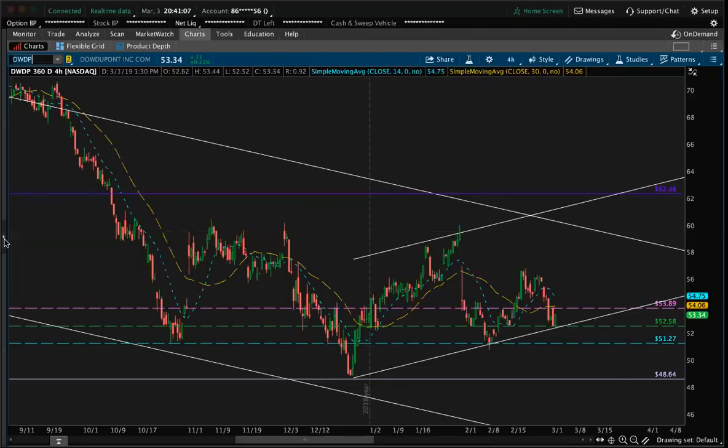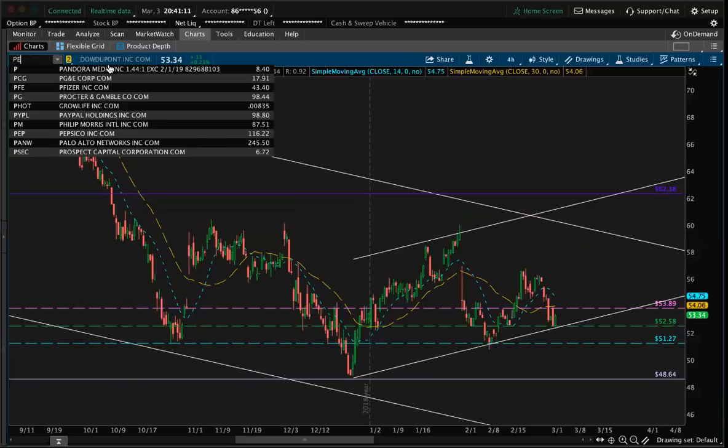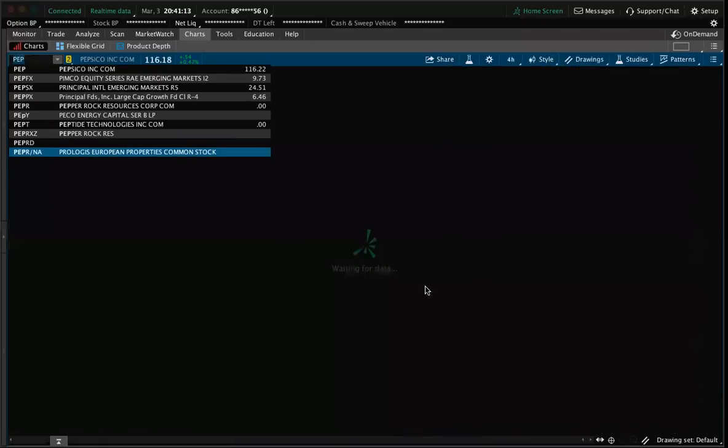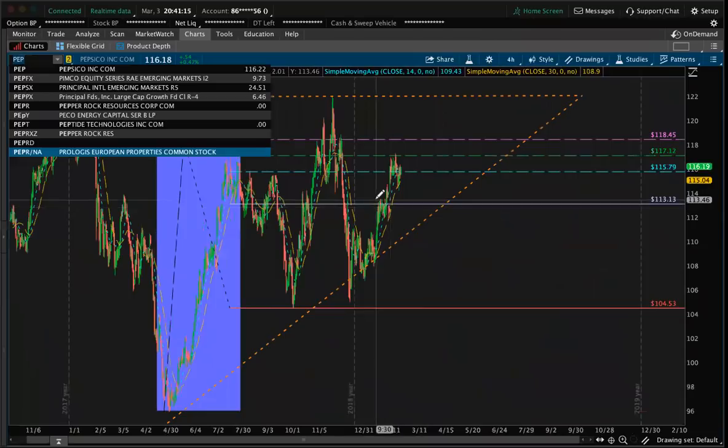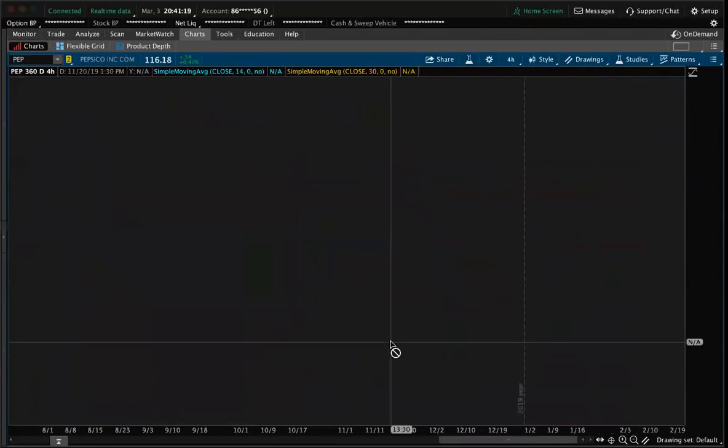Who else do we have that I'm eyeing? Oh, Pepsi's ready. Pepsi is finally ready. That close over 116 Friday was key. Pepsi's still in ascending triangle mode.